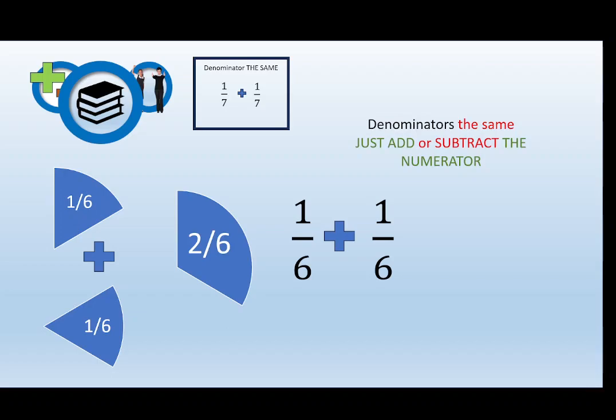So this is an add problem, so therefore I'm going to add the numerators together and I get 2 over 6. Now, those of you who may know a little bit about this will know that you need to simplify 2 over 6 to make 1 over 3.